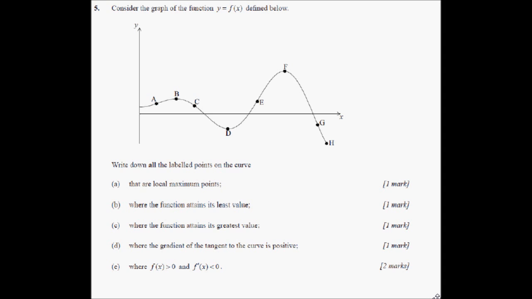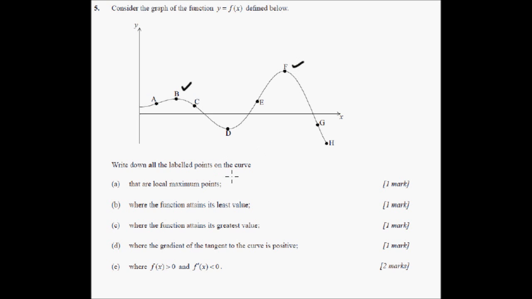Okay, so consider the graph of the function y equals f of x defined below. Kind of an interesting function there. Write down all the labeled points on the curve that are local maximums. Local maximums are going to be any point where the gradient is equal to 0. Looking at local maximums, this one right here is a local maximum, B, and this one right here.